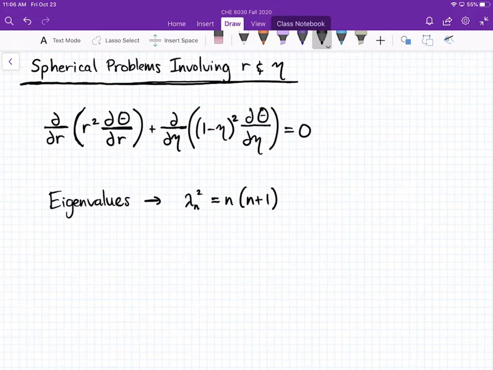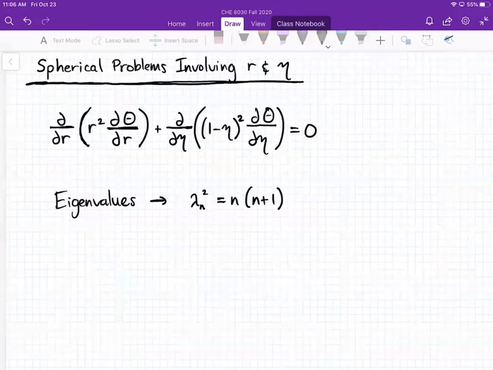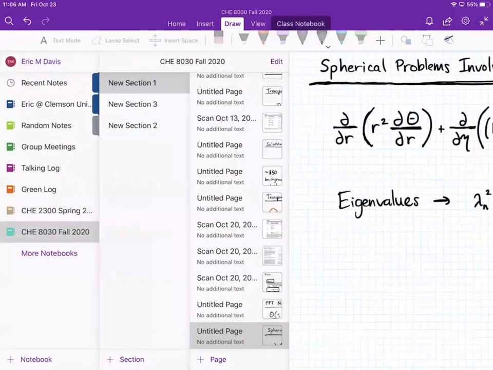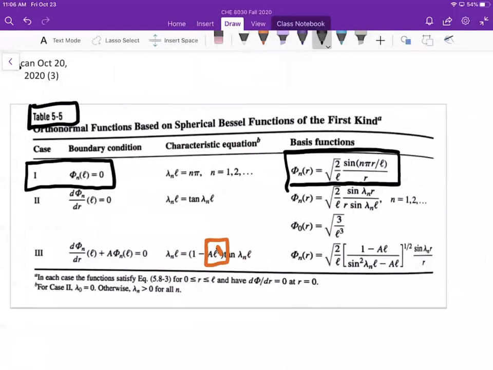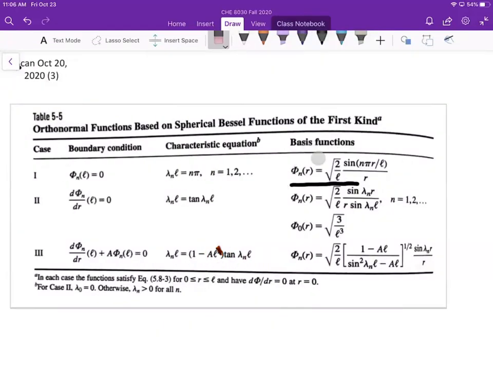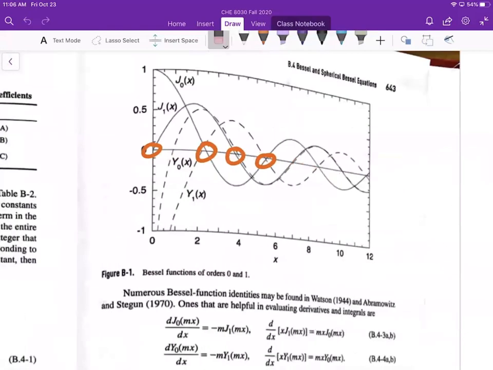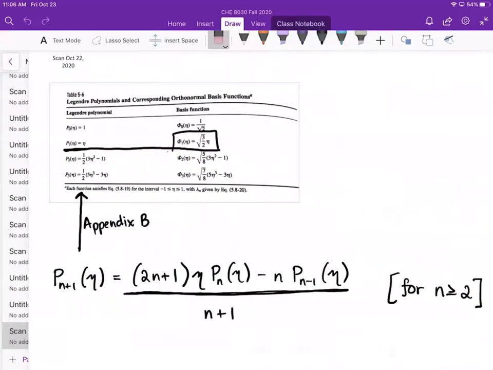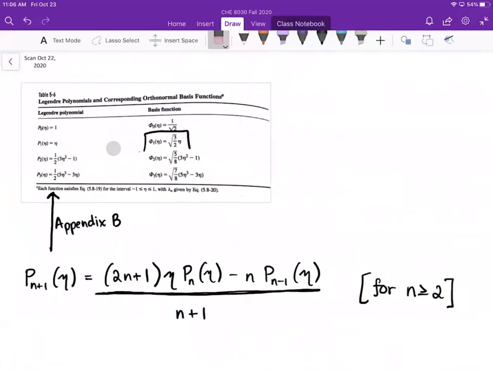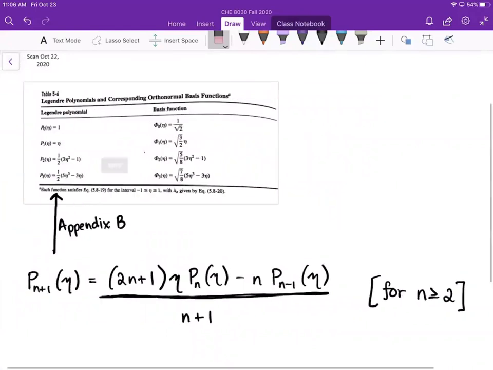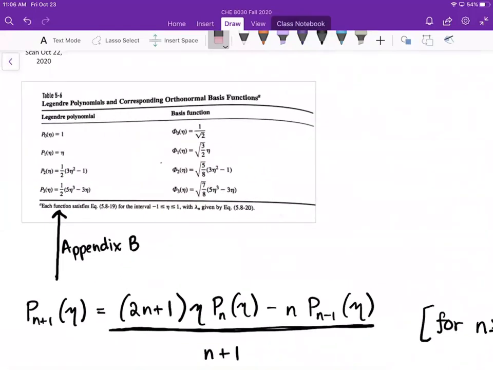And then in terms of our basis functions for these problems, what you'll find in Dean, let me go ahead and clear this up. Oh, this is not the right one. Nope. Here we are. Okay, in Dean, table 5.6 gives us the first four basis functions for these particular problems. Again, we're talking about problems that involve r and eta.